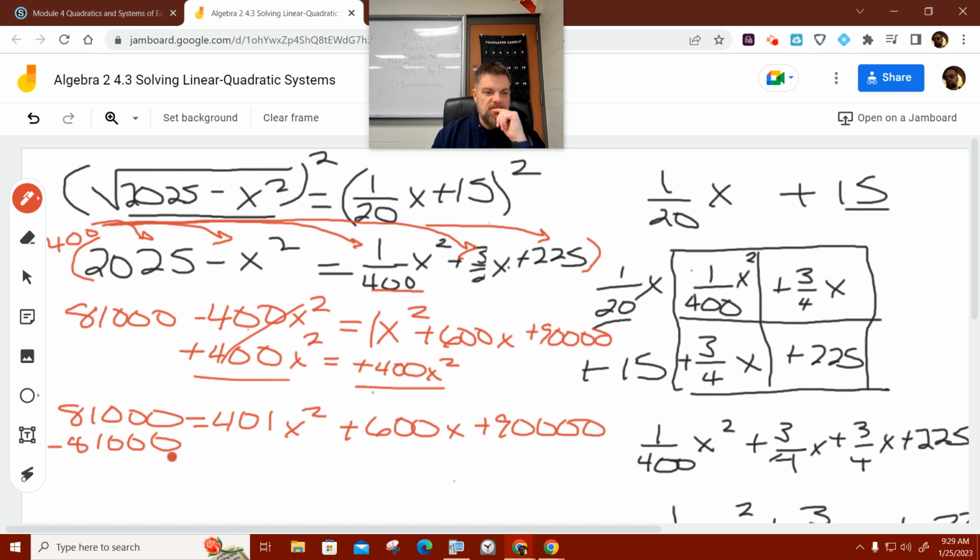I don't think it's divisible. Minus 81,000. Oh, I wrote down 80. I feel like I made a mistake somewhere. Yeah, it's supposed to be 810,000. Okay, that makes more sense. So I forgot a 0. This has got an extra 0, this has got an extra 0, this has got an extra 0. Thank you. I was looking at this and I was like, this is not right.